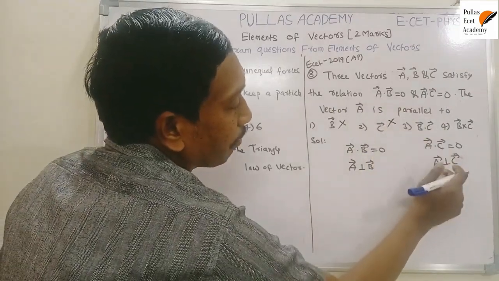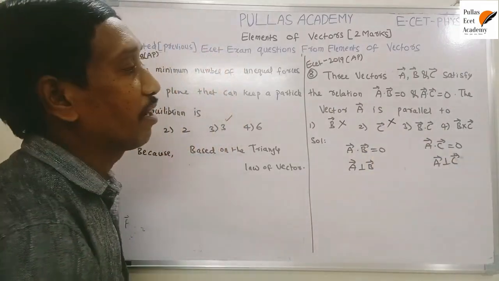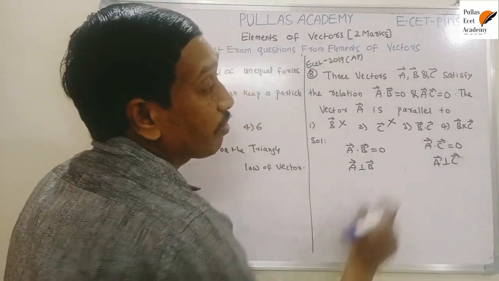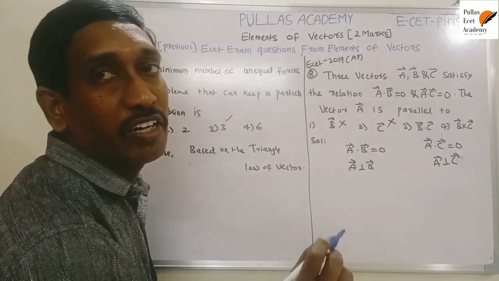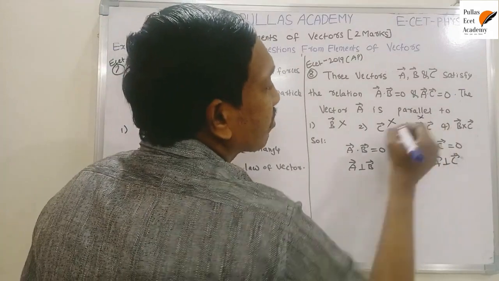Because from this property, A bar is perpendicular to C bar. B bar dot C bar means what? It gives a scalar quantity, not a vector quantity. That's why it is wrong.